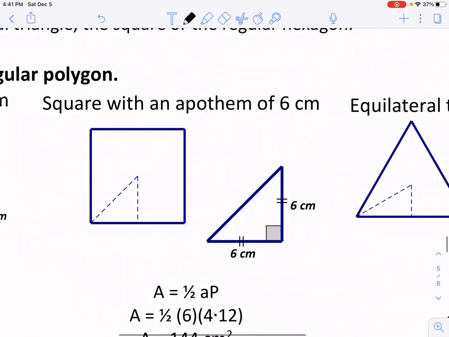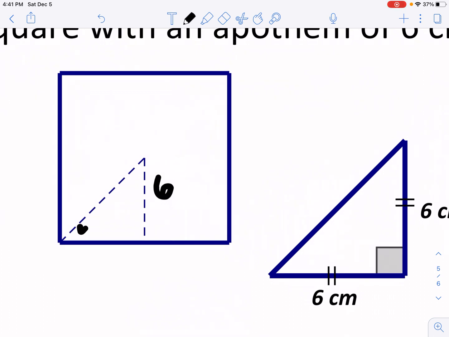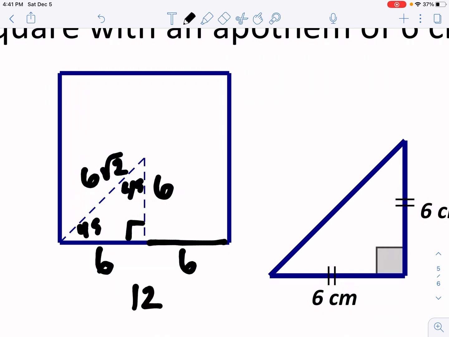Okay, so it says we have a square with an apothem of 6. So this one's nice to us. They tell us that this is 6. But remember, with a square, this is a 45, 45, 90. Okay, so if that's the case, the two base angles are opposite the sides that are congruent in length, which means this side would be 6, and this would be 6 square root of 2. Okay, so if that's the case, this side would also be 6, which means the length of the entire side of the square is 12.